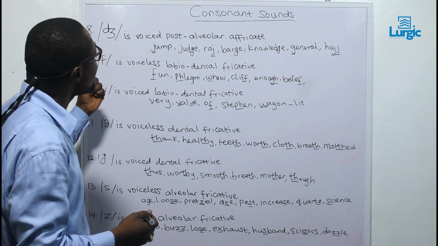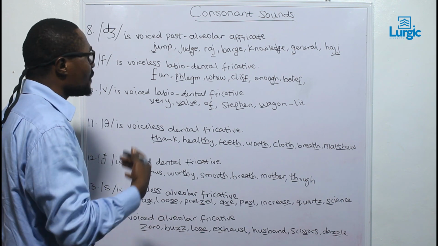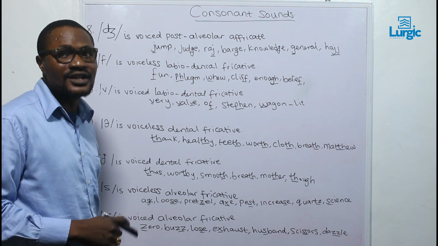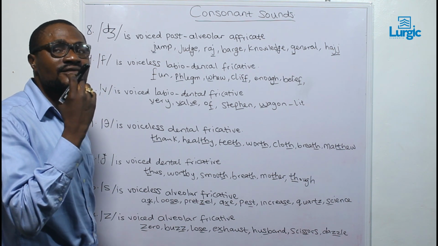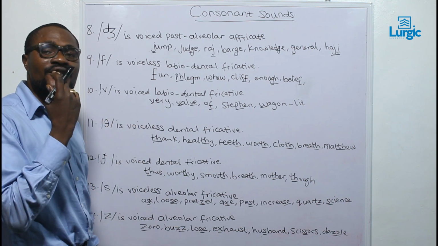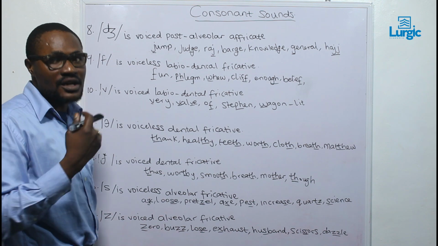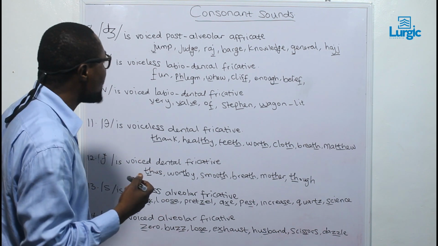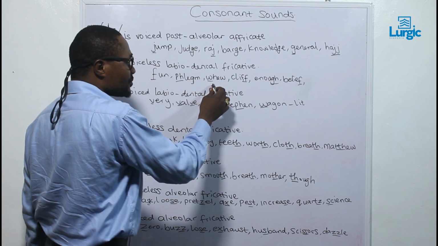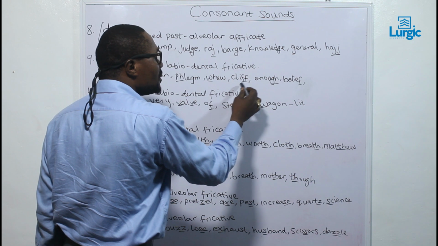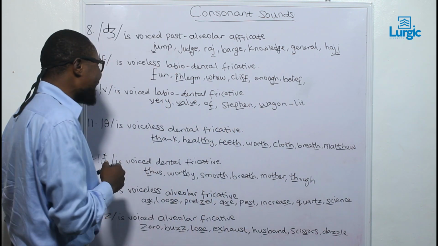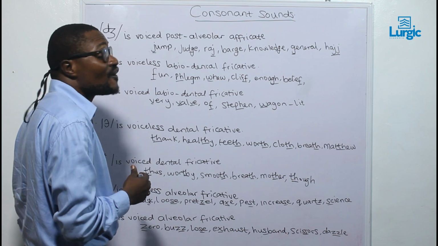Next we have a voiceless labiodental fricative, meaning involving the teeth and the lip. So look at this. You can see the upper teeth and the lower lip are in production of the sound. So we have fun, phlegm, few, cliff, enough, believe. The following is the voiced labiodental fricative.